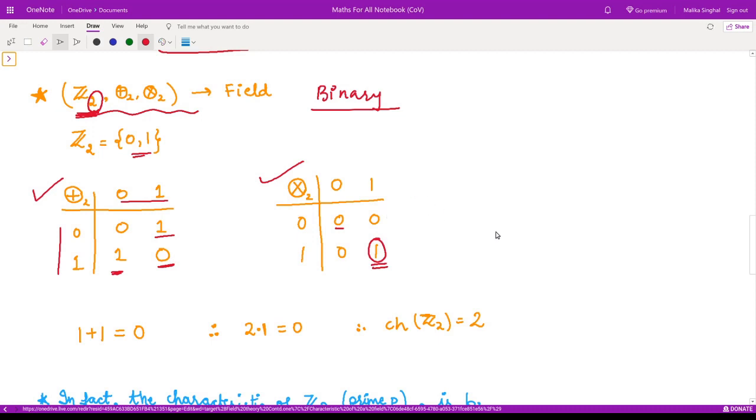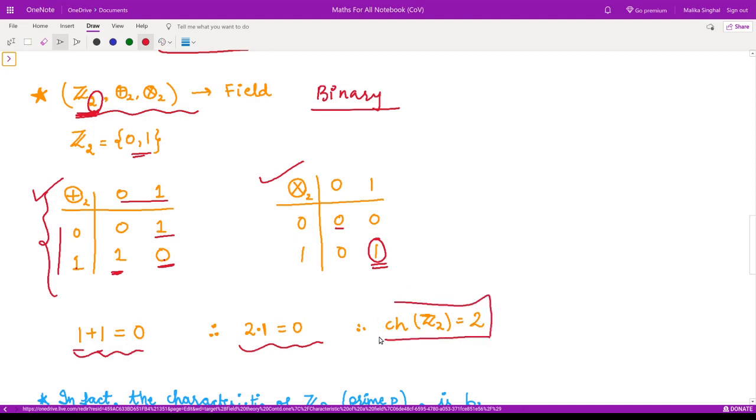So from here, can we find out a characteristic? Using this table, because we are interested in finding the characteristic, here we can add 1 and 1. We have just done that. 1 plus 1 gives us 0, right? That means you ask how many times did you add 1 to obtain 0? The answer is 2, right? So the characteristic of this field is 2.